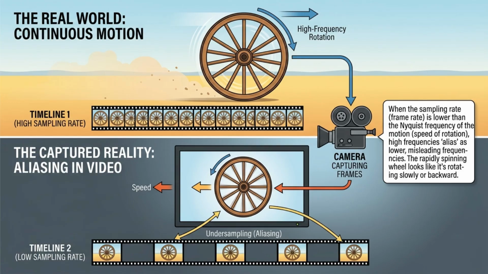Intuitively, aliasing can be compared to the famous wagon wheel effect seen in movies. Sometimes, a wheel rotating forward appears to slow down, stop, or even rotate backward. The wheel is not actually changing its motion. Instead, the camera captures frames too slowly to represent the true rotation accurately.